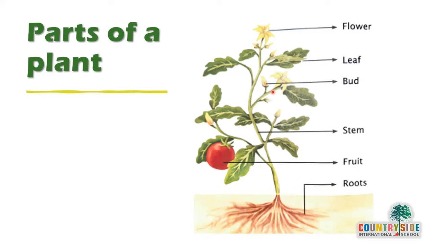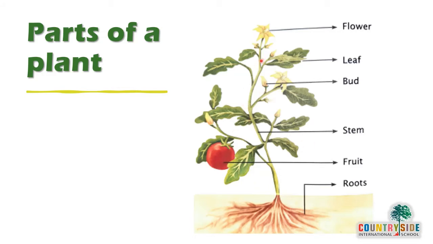So let's see. Everybody knows what grows on a plant? A flower. Right? So this is a flower. What are these? Leaf. There are many leaves in the plant. What is this? A bud. A flower first is a bud. It is closed. When it blooms, it becomes a flower.